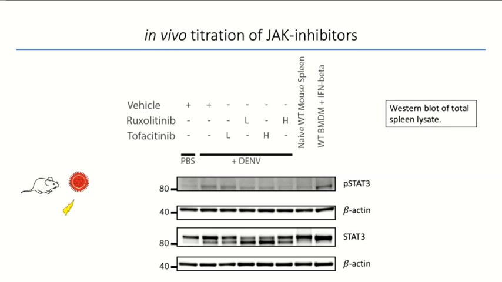Now, I will draw your attention to the lanes of infected animals treated with high doses of JAK inhibitor. These high doses were able to profoundly reduce STAT3 phosphorylation, and therefore they were the doses I selected to try to alter clinical outcomes in my model.